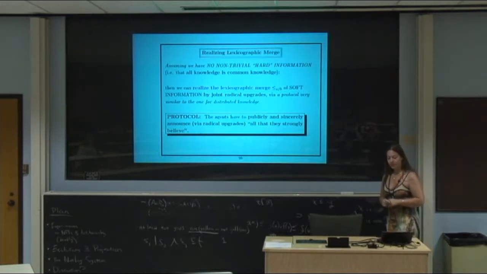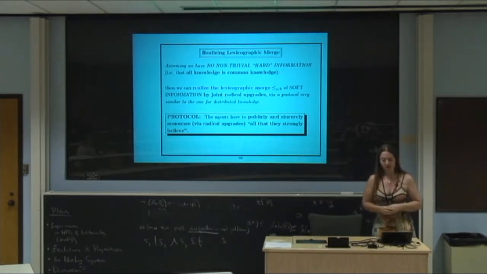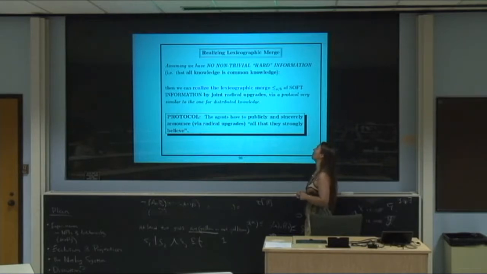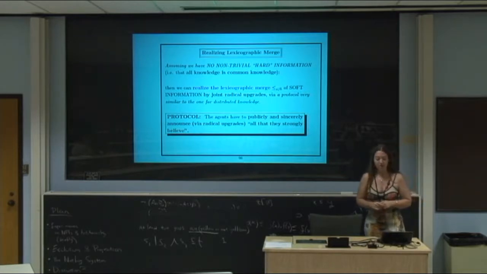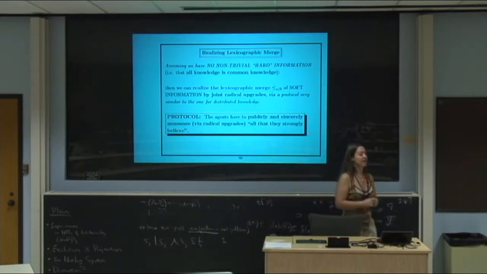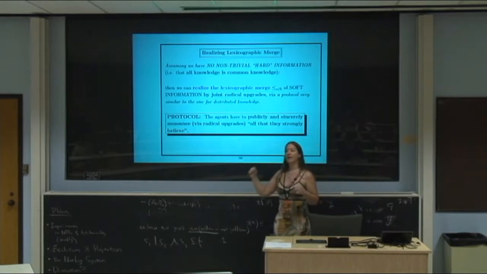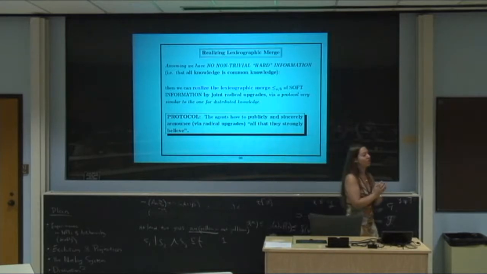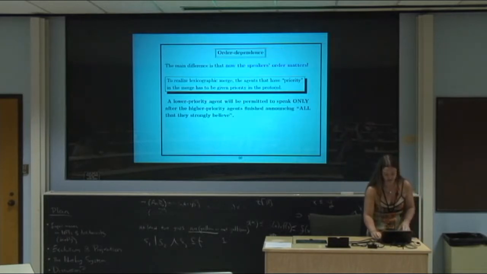Okay, when there is no non-trivial hard information, so all the knowledge is already common knowledge, now we're looking at merging the soft information. And to do that, we're looking at joint radical upgrades. So the protocol for this one is that the agents have to publicly and sincerely announce via radical upgrades everything that they strongly believe. They have to be persuasive, so they have to announce phi when they strongly believe phi. They don't just have to say, I strongly believe something, because that will not be persuasive. We will see more examples later on about the notion of persuasiveness and sincerity.